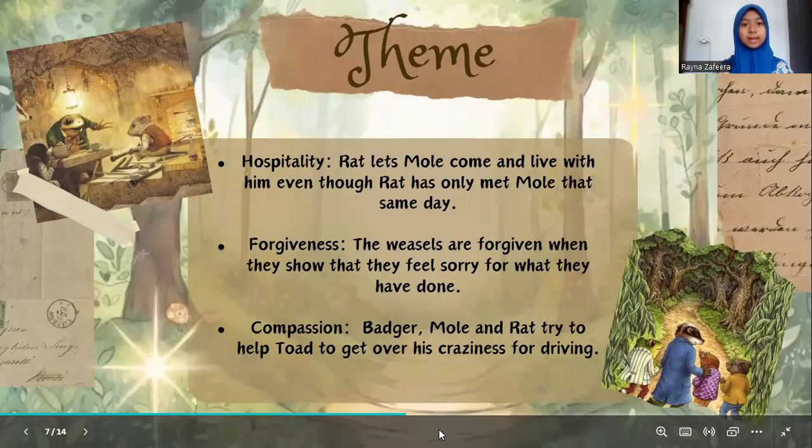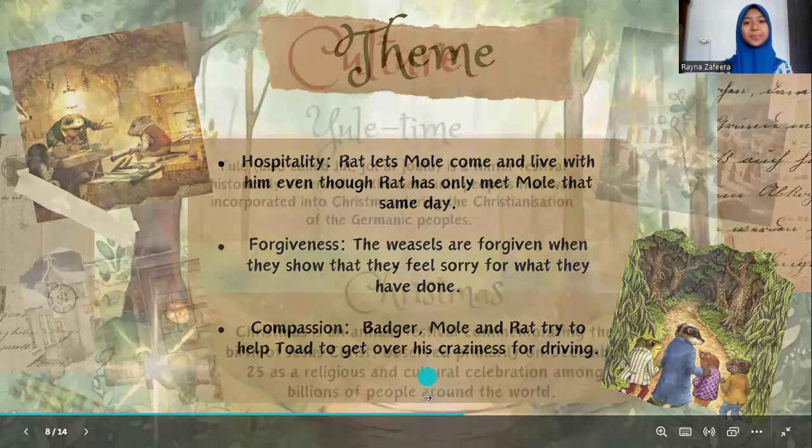This book has three main themes, such as hospitality, forgiveness, and compassion. First is hospitality. Rat lets Mole come and live with him, even though Rat has only met Mole that same day. Next is forgiveness. The weasels are forgiven when they show that they feel sorry for what they have done. And last is compassion. Badger, Mole, and Rat try to help Toad to get over his craziness for driving.